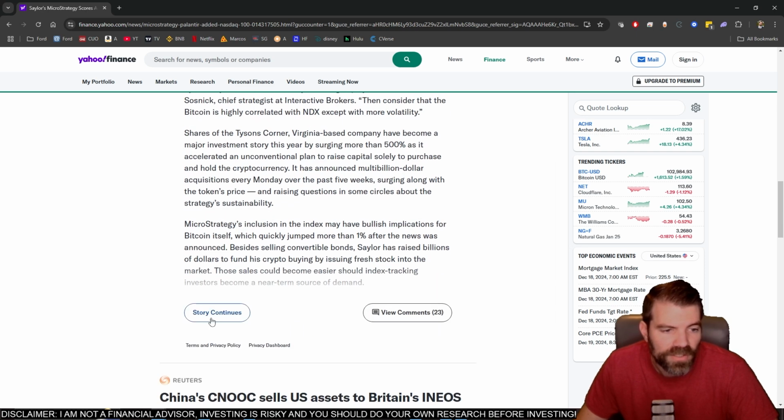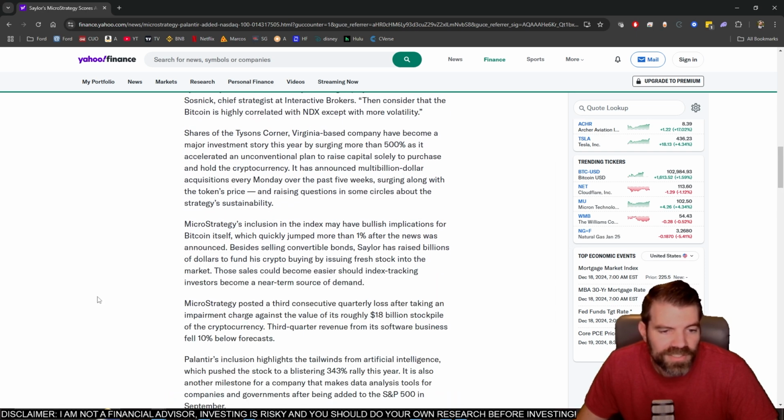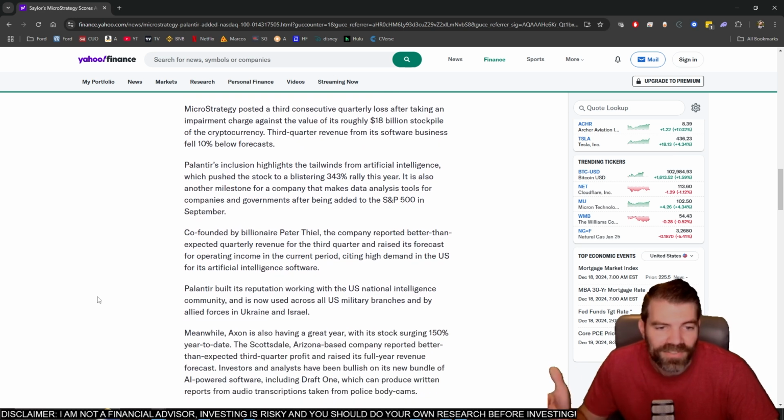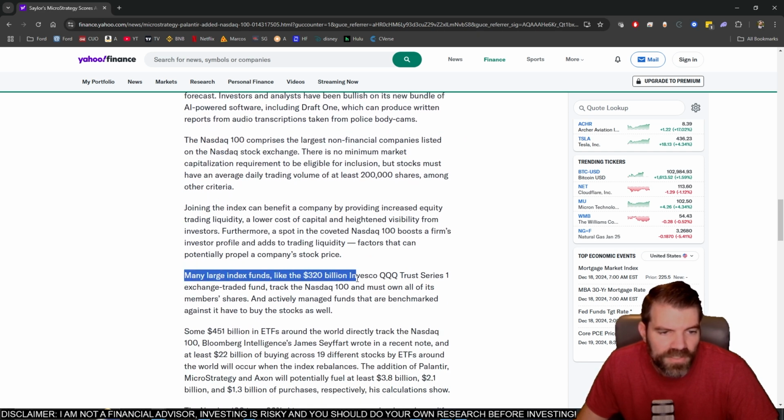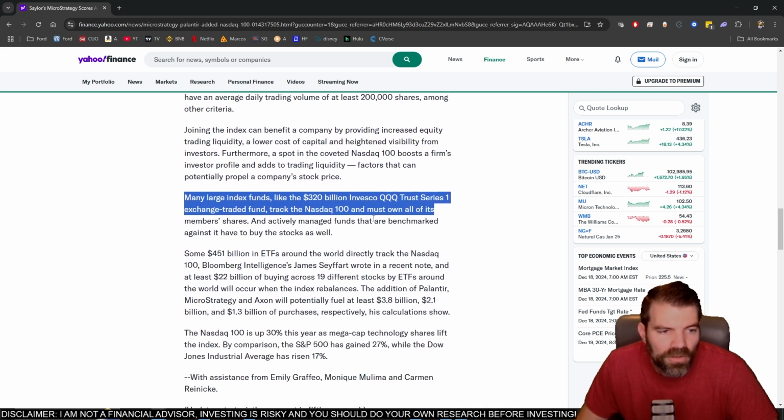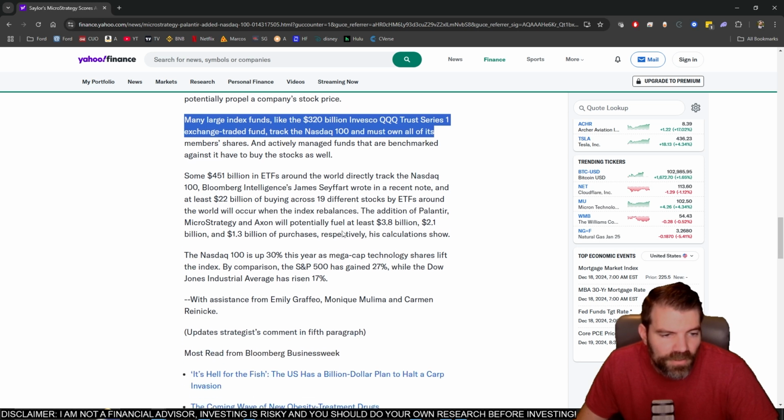I'll leave this article here. You should definitely check this out. It's going to be really interesting because now it's just passively going to be added, right? So here we go. Palantir got added recently, and there's just a lot of these that are going to get added into the S&P 500. Now, I don't believe this means they're added into the S&P 500 like all of them, but you can see many large index funds like the QQQ track the Nasdaq 100 and must own all of its members' shares, meaning everyone in the top 100. Now, I don't know if it's all of them here. I guess we'll have to wait and see once they officially get added.